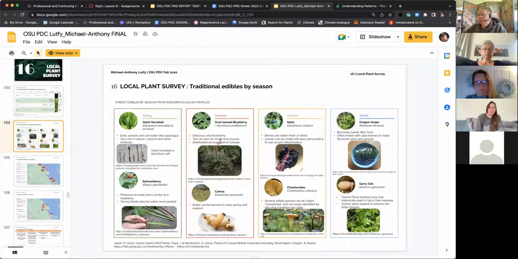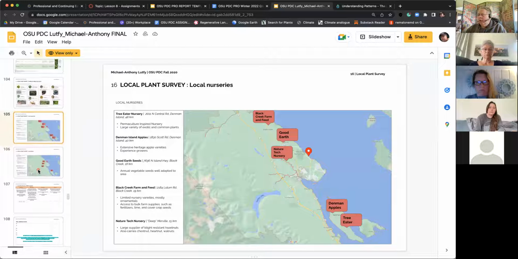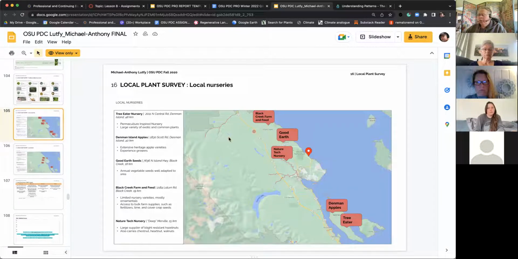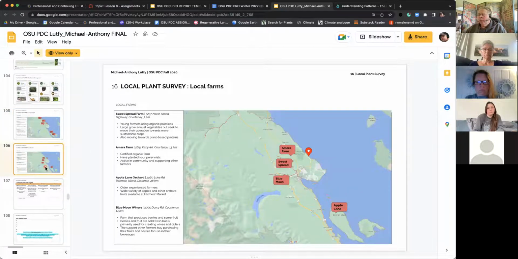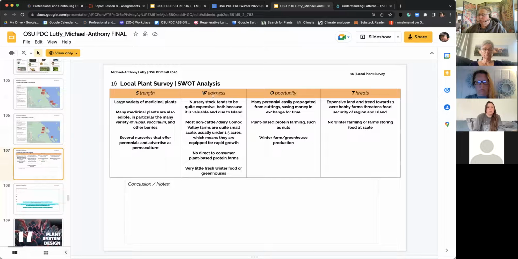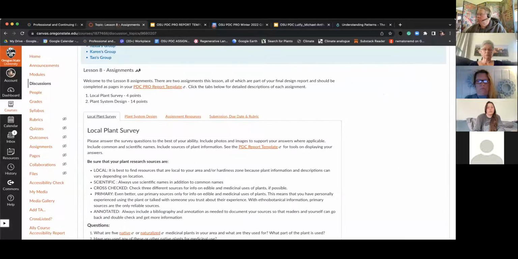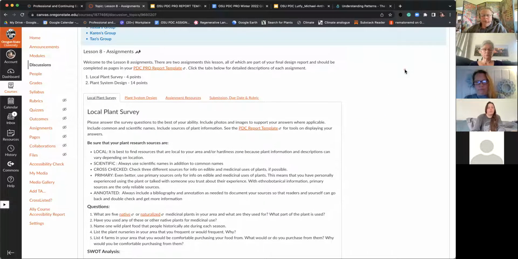And again, seasonal edibles and local nurseries in your area, along with some of the local farms, and then a SWOT analysis here. So I think that is pretty straightforward. Does anybody have any questions about the local plant survey before we go on to the plant system design? No? Yeah, I think it's pretty straightforward.